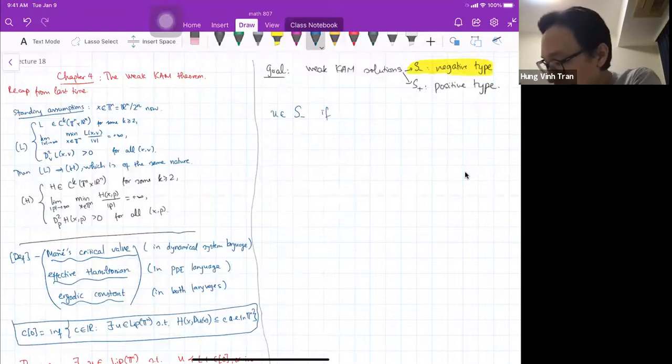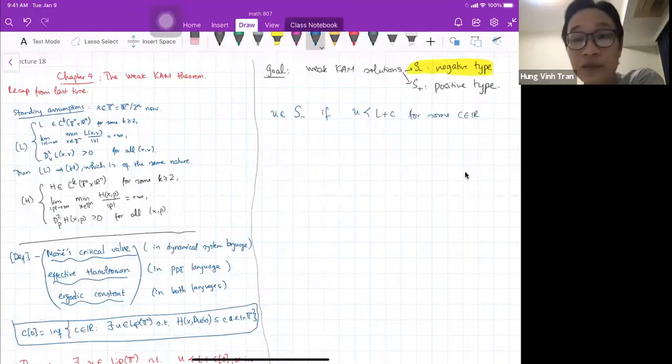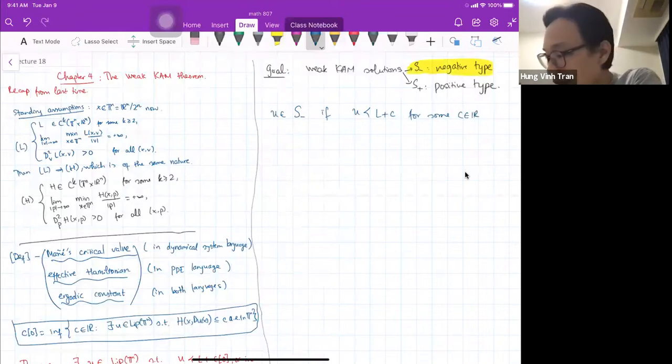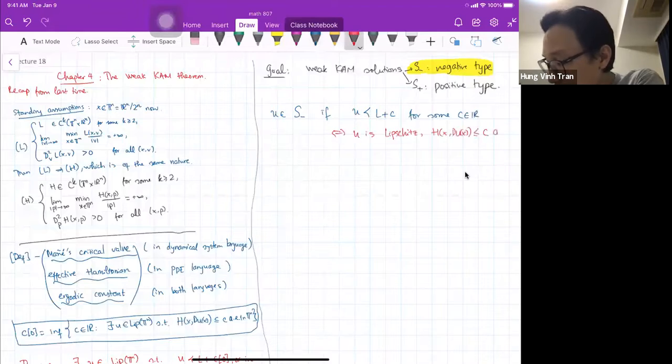have that U is dominated by L plus C for some C. This is the first requirement. And by now we know that the first requirement is equivalent to the fact that U is Lipschitz, and H of x, dU x is less than or equal to C almost everywhere. So that's the first requirement.